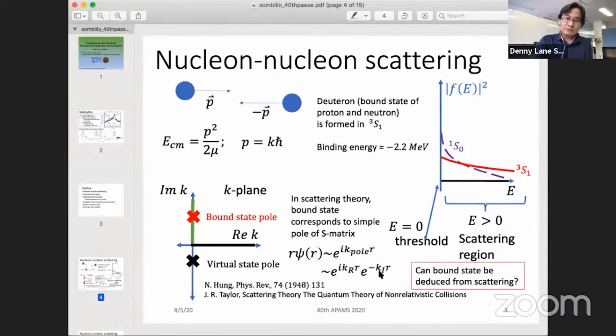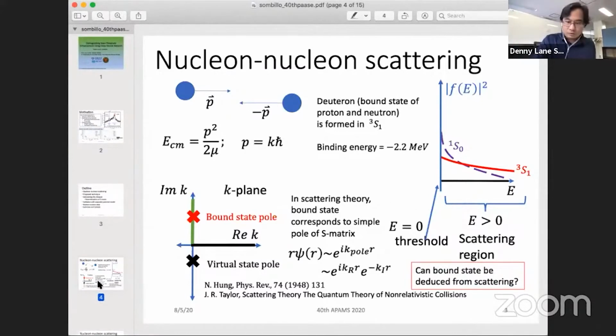You will notice that if the imaginary part of this momentum pole is positive, then you have a bound state. This is an exponentially decreasing spherical wave function. So you have a bound state here. So the question is, can we deduce the existence of this bound state from the scattering region or observations?